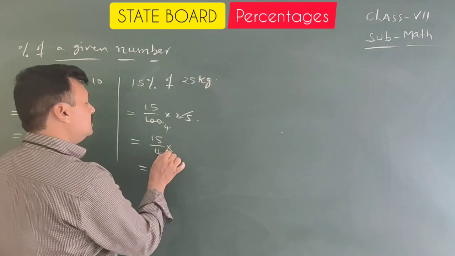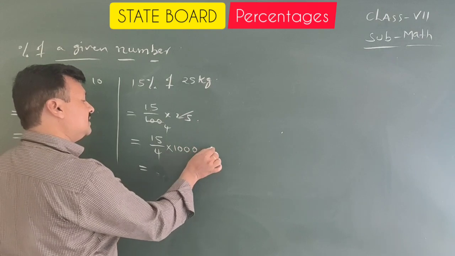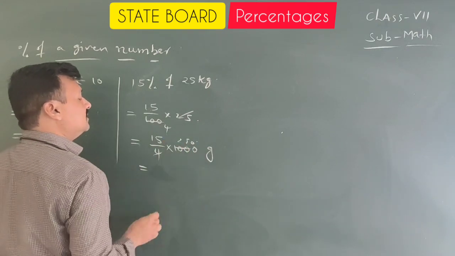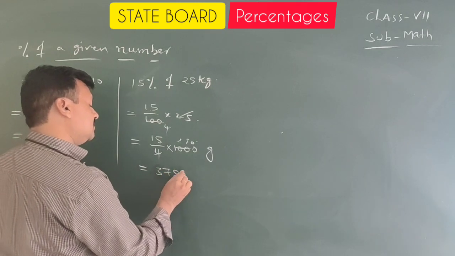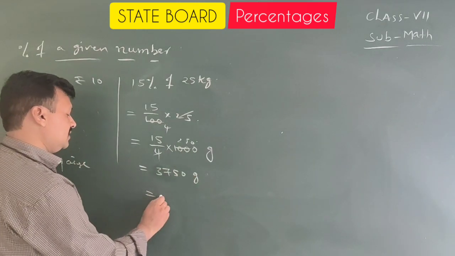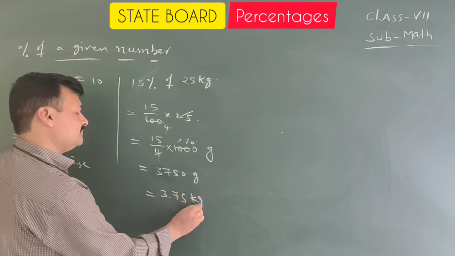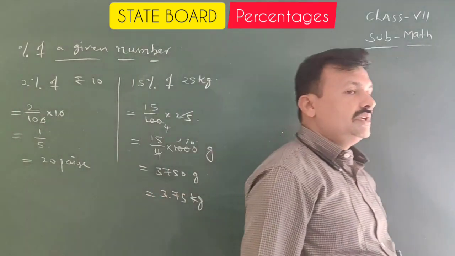Otherwise, multiply by 1000 grams. Here 250 into 15 gives 3750 grams, which means 3.75 kgs. 3.75 kgs.